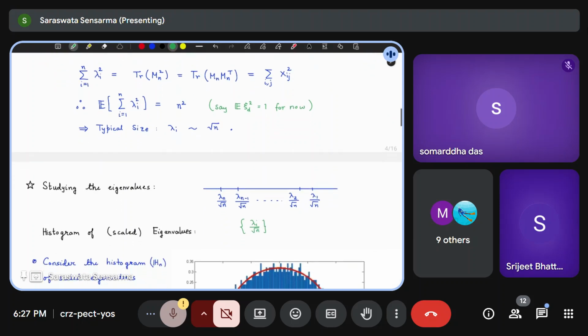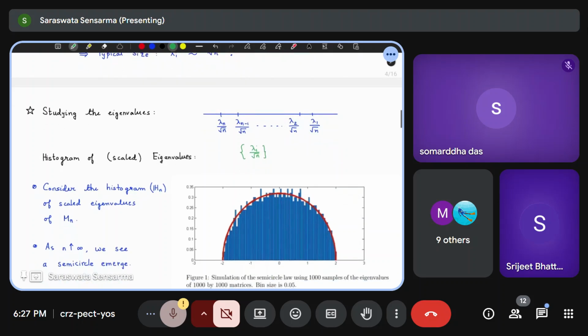Okay, let's look at such a set and look at what happens. Let's say we sample a Wigner matrix M_n by sampling a huge collection of random variables. We look at the Wigner matrix M_n, we look at the corresponding eigenvalues which are scaled by root n, and we plot them as part of a histogram.